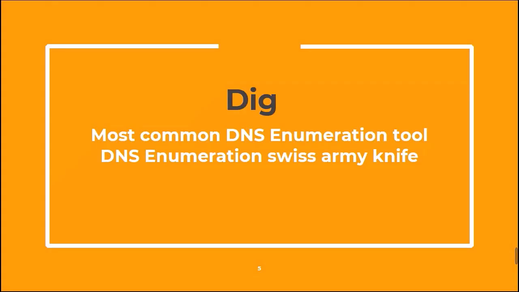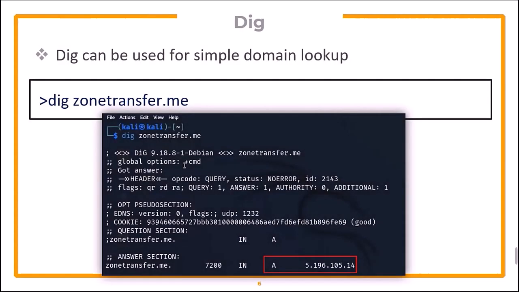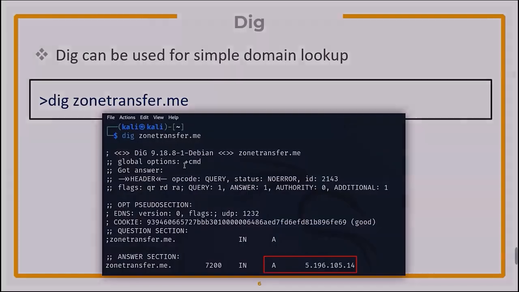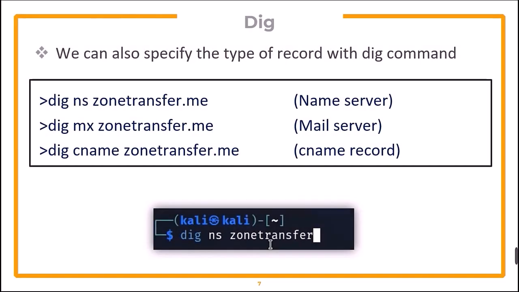Let's see the demonstration now. Our first tool is dig. Dig is the most common DNS enumeration tool, and it is also called the DNS Swiss knife. Dig can be used for simple domain lookup. Just provide the domain name with the dig command, and we get the IP address. We can also ask for a specific type of record with the dig command. Just specify the record type and the domain, and it will return the result.